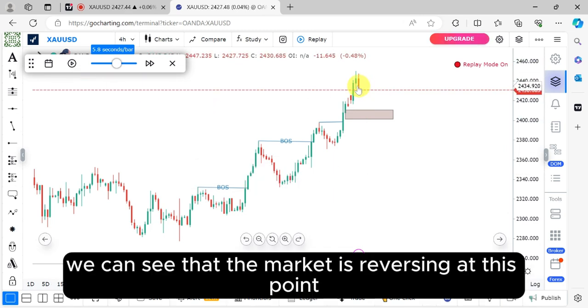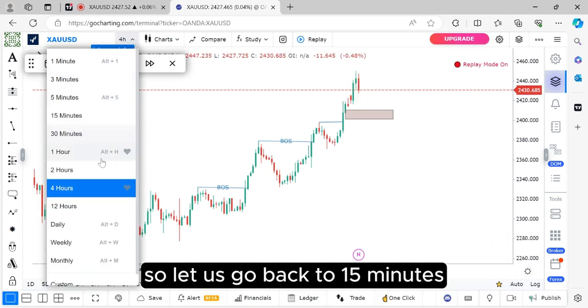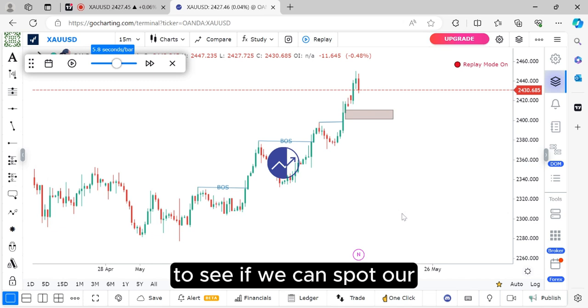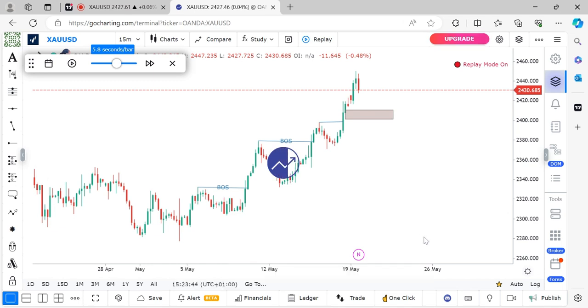So now we can see that the market is reversing at this point. So let's just go back to 15 minutes to see if we can spot our entry.